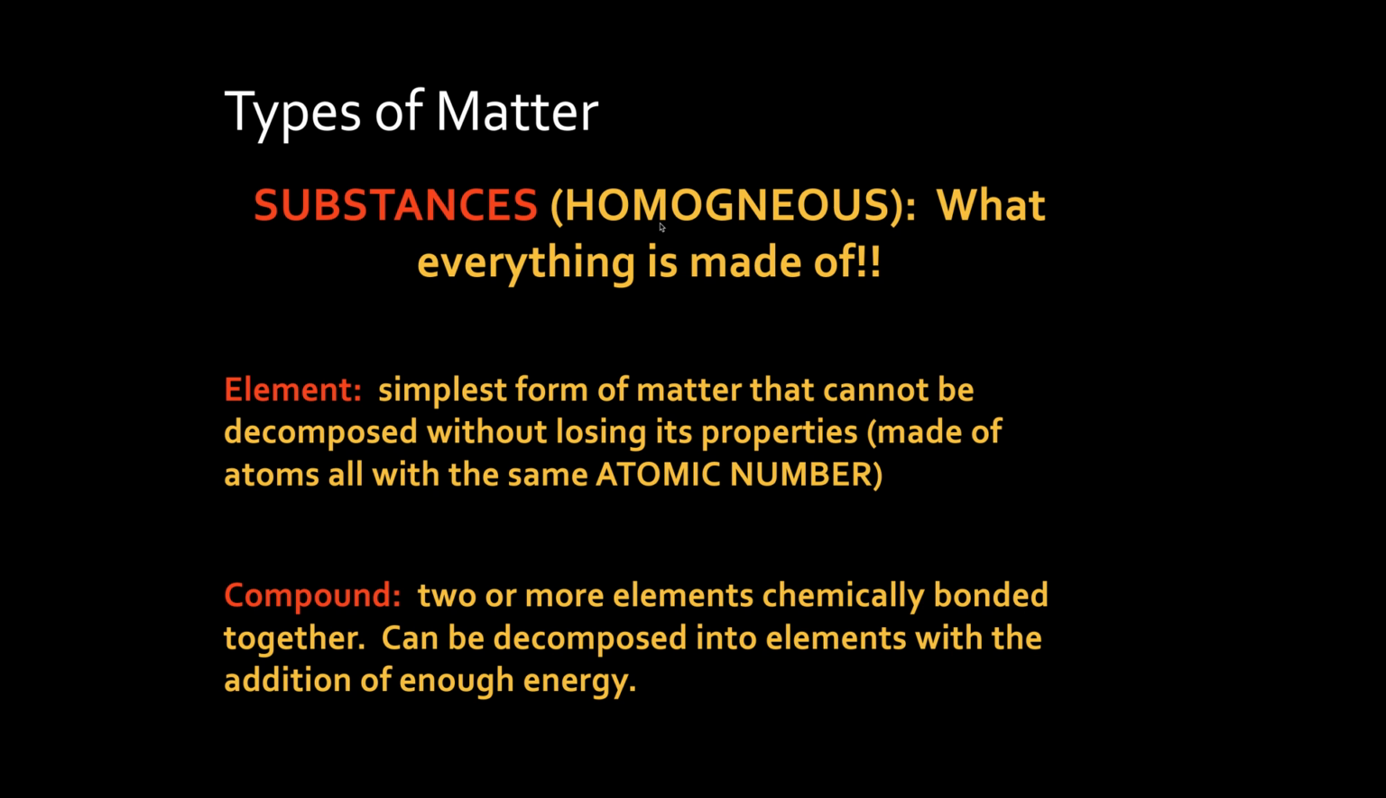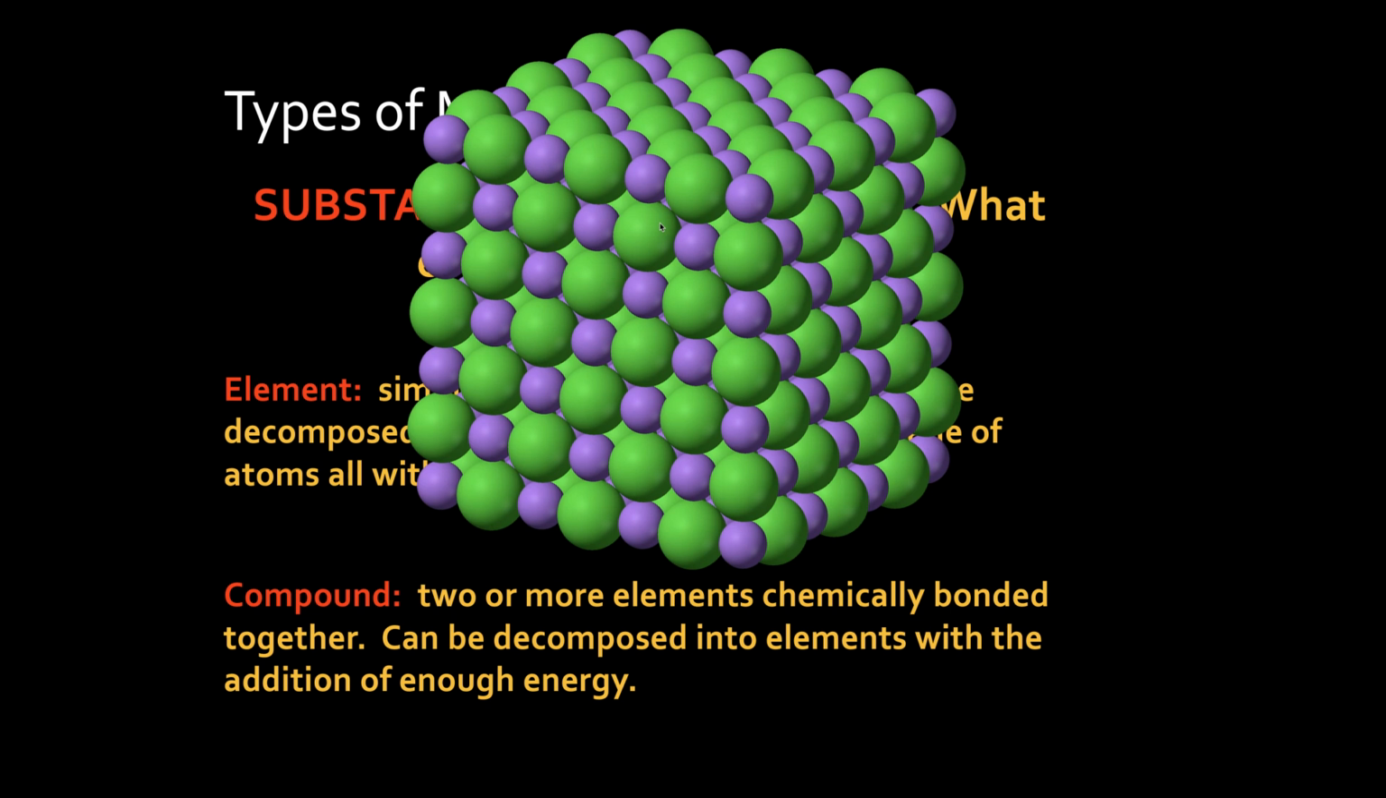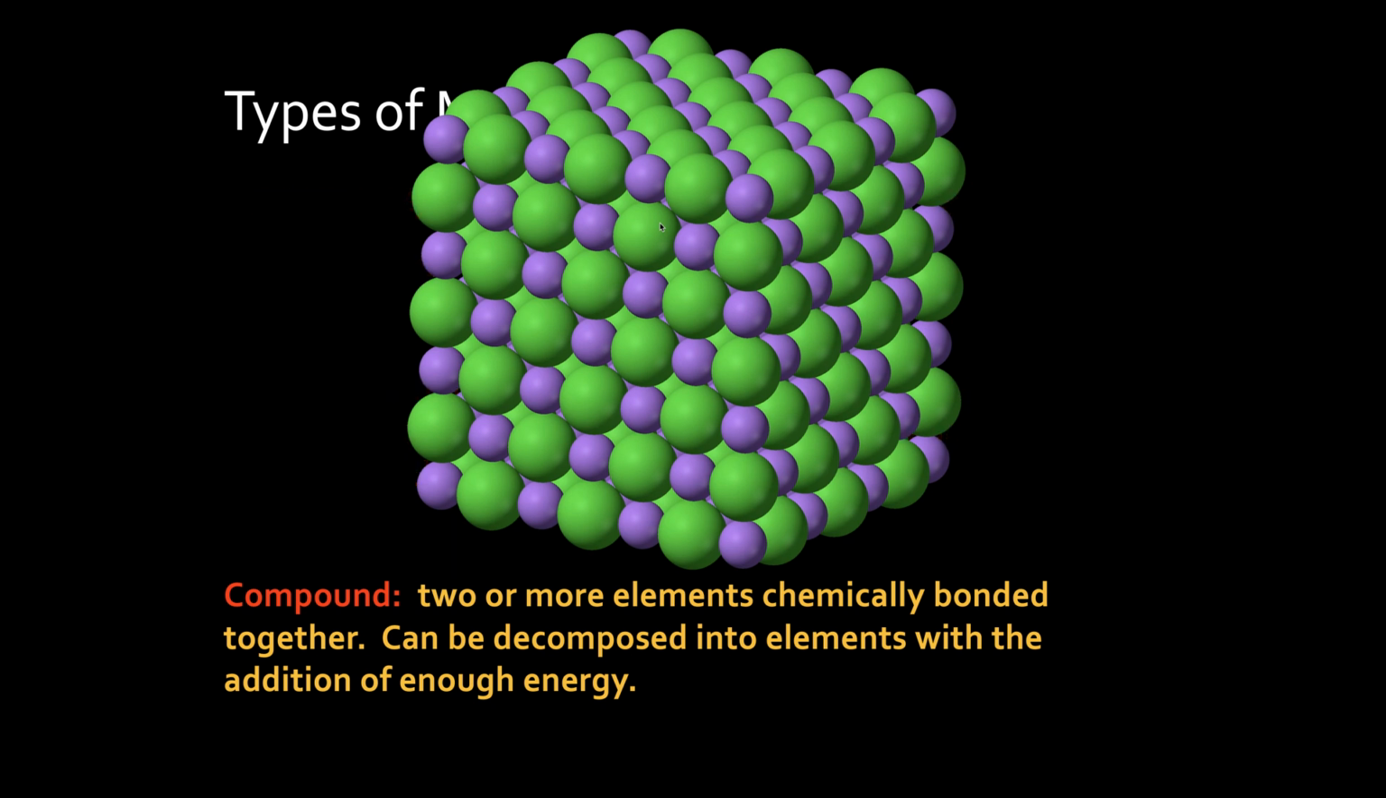You can decompose compounds into elements by either adding enough heat or by adding electricity, which we'll be looking at in the second to last unit of the year, a process called electrolysis. This is sodium chloride, where we have purple sodium ions and green chloride ions, and with enough heat, we can actually separate these ions out and decompose it into its original elements.